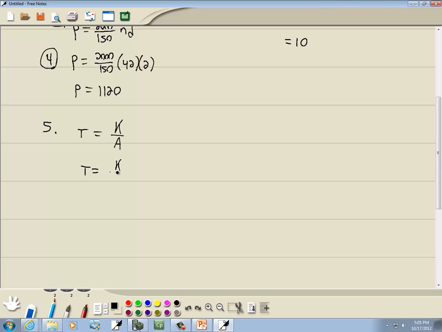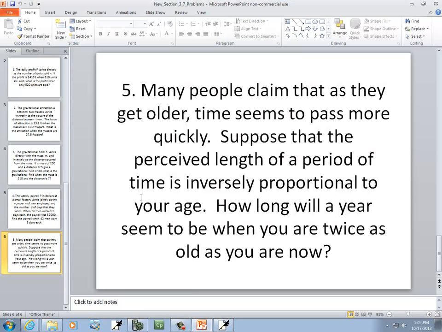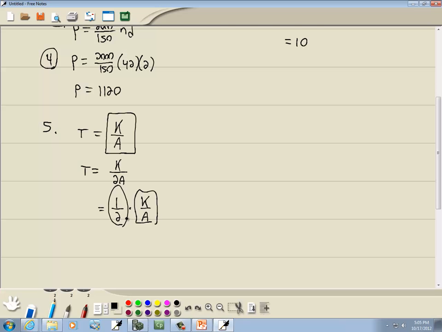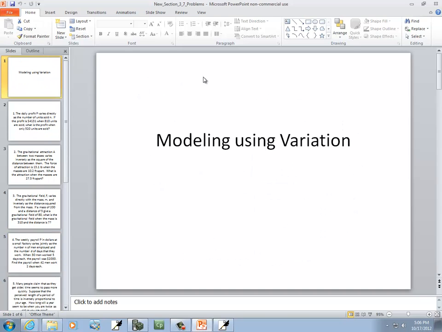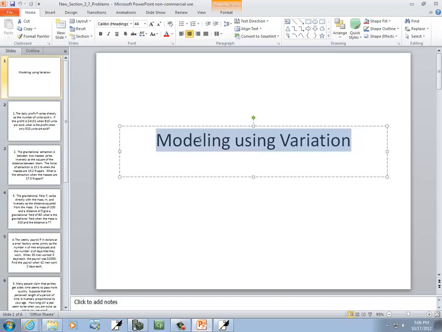Well, instead of A there, I'm going to put 2A. Now, I wanted to get it to look like my original one here, with the K over A. Well, I can factor 1/2 out in front. And we get that. Now, this is what we're looking for. How long will a year seem to be when you're twice as old as you are now? It'll seem to be half as long. So we're looking for the factor on this. And that's the last of that problem. So let me stop the recorder here.